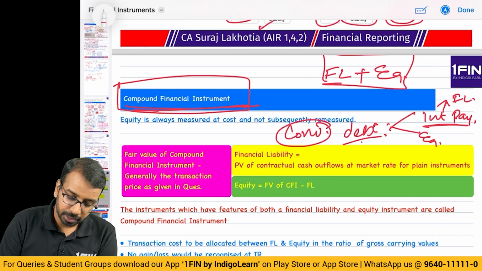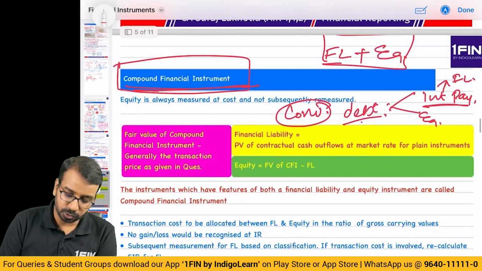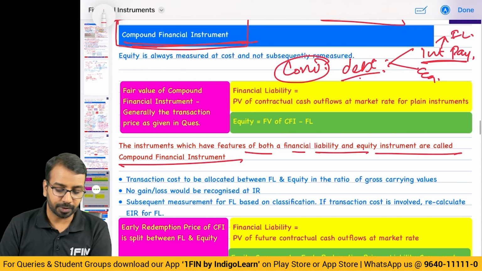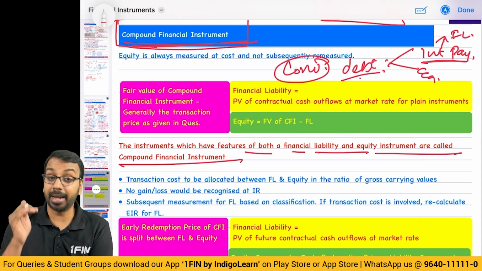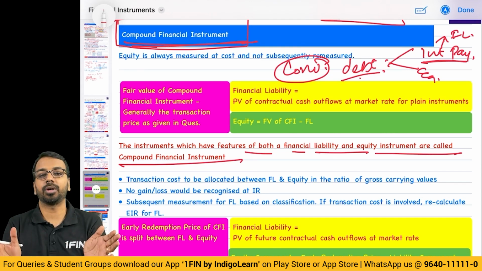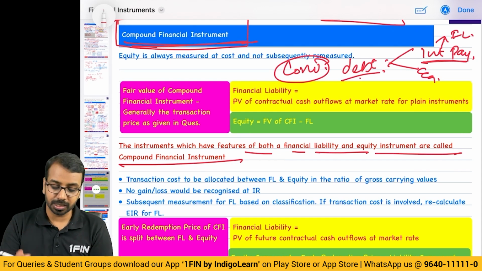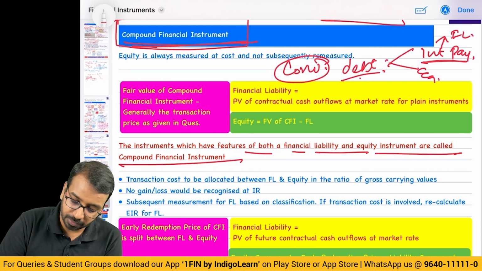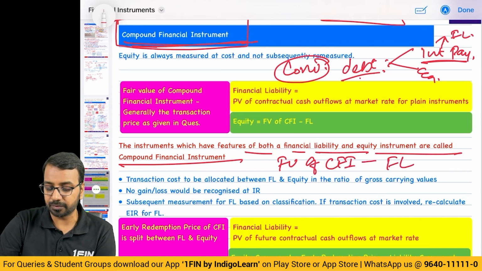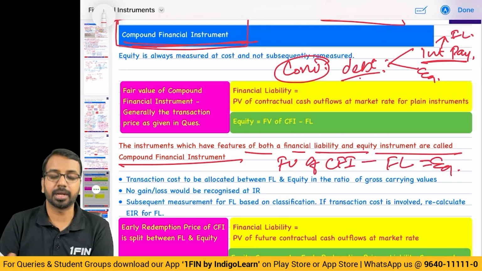So if you have a compound financial instrument which has a feature of both liability and equity instrument, it is called a compound financial instrument. And whenever you have a compound financial instrument, you have to do split accounting. It means you will consider the fair value of the compound financial instrument minus whatever is the financial liability, and the balance you will credit to equity.